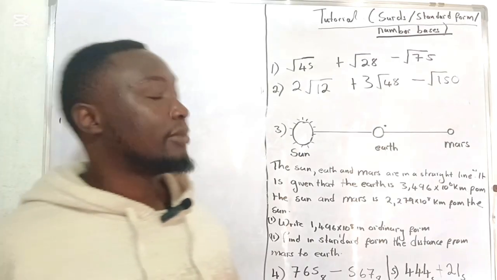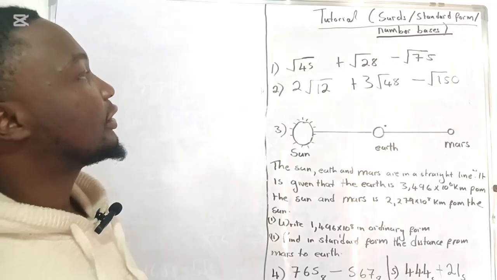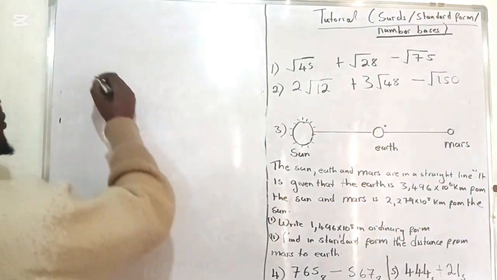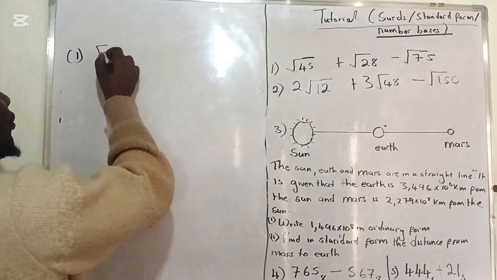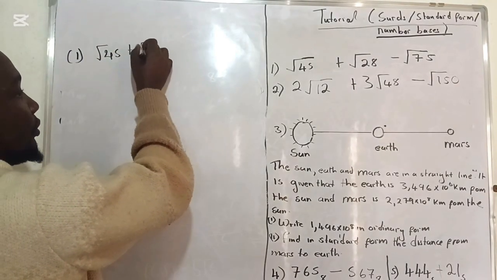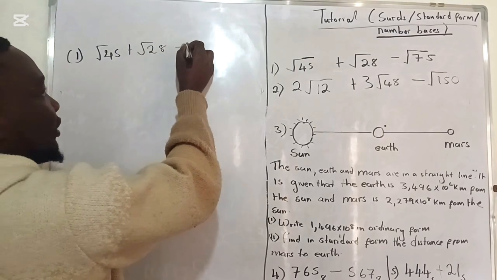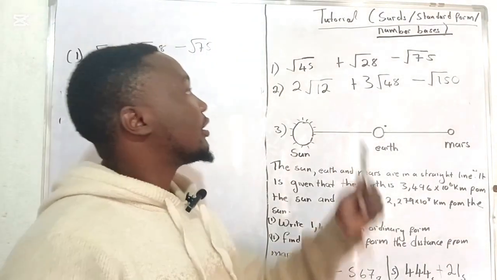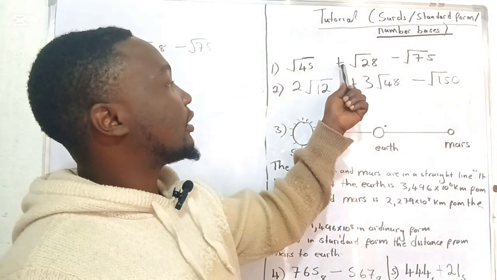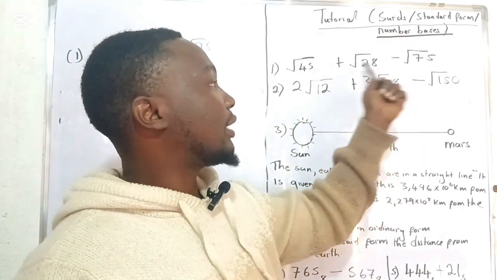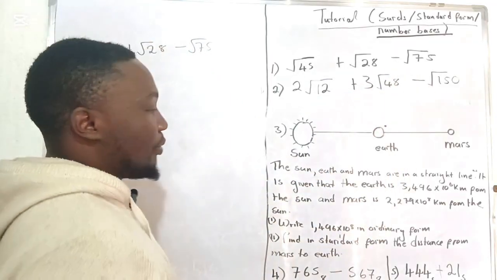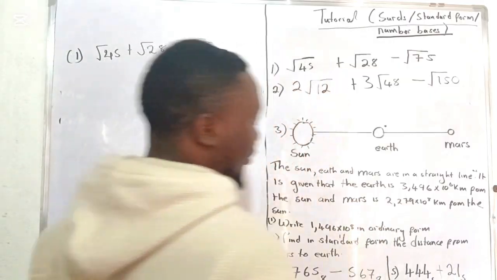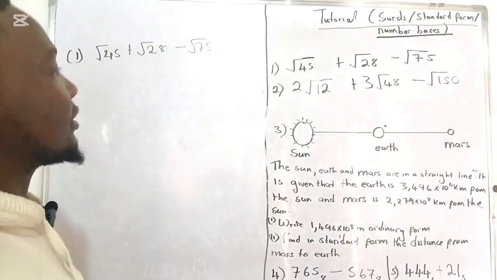So let's begin our tutorial on sets, standard form and number bases. So the first question is root 45 plus root 28 minus root 75. Remember, I told you that with sets we can perform operations like addition, subtraction, and multiplication. We can also perform operations on numbers that are in standard form, and on numbers that are in different bases.